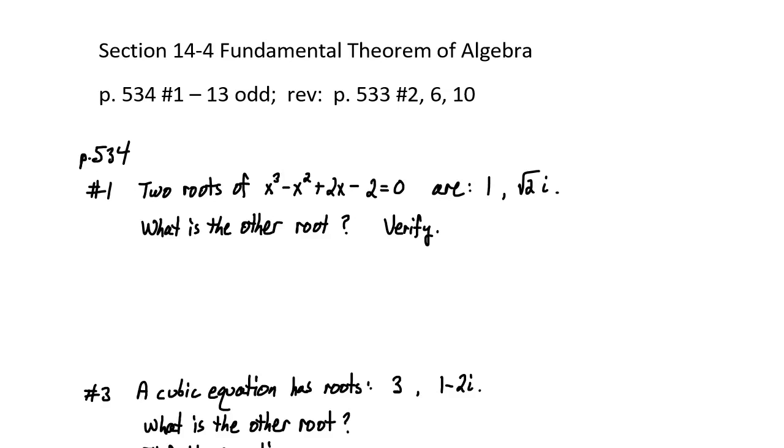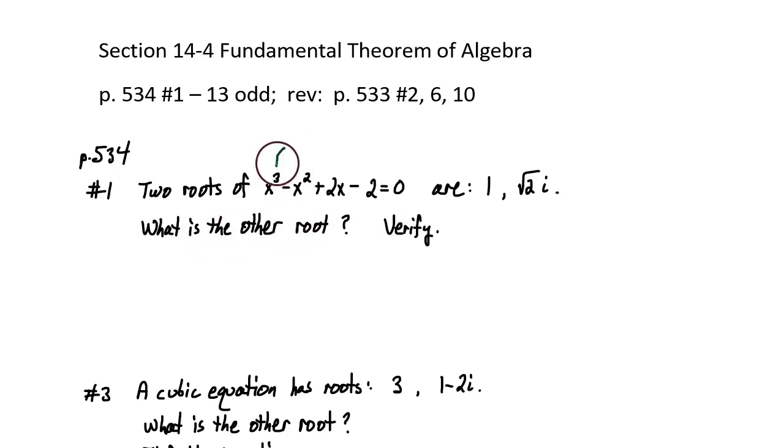Here are the answers for the section 14-4 homework. Question number 1. Two roots of this equation are 1 and the square root of 2 times i. This is a real number root. This one's an imaginary root. The question is, what is the other root?